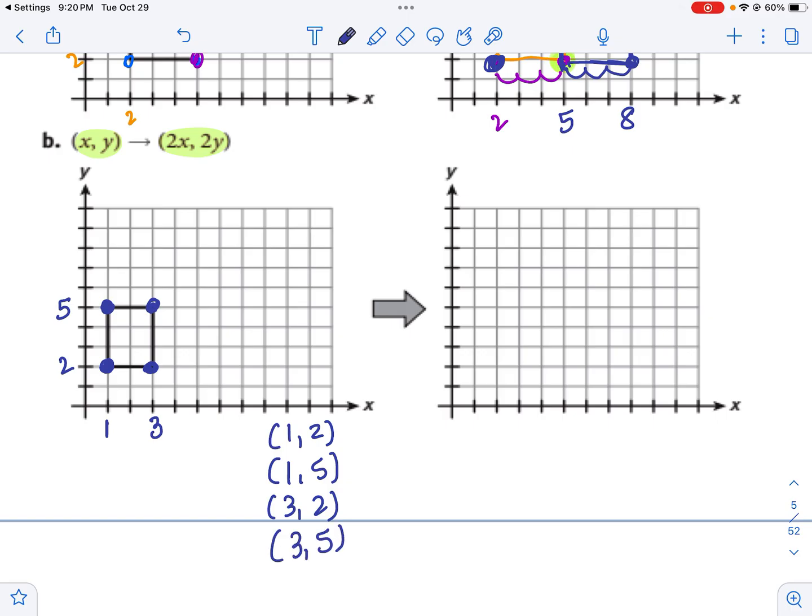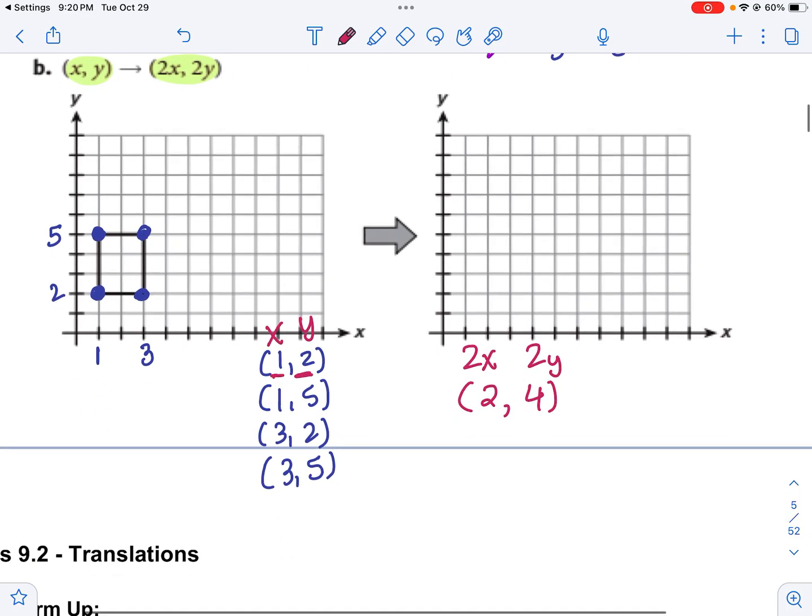All right, so one way to do this is just to make a table, right? I've got my points here, and this is my x and this is my y. So now I want to do 2x and 2y. I want to take my x value of 1 and double it, so it goes to 2. And then I want to take my y value of 2 and double it and go to 4. So that new point goes to 2, 4.